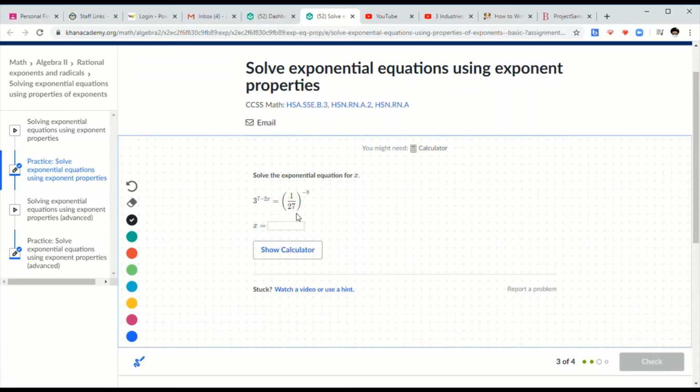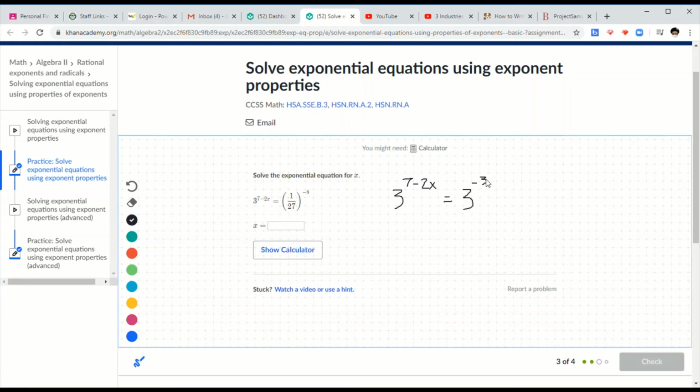Alright, oh Lord, they're giving us fractions. We gotta freak out. Just kidding. And again, I need to get this fraction to have a base of 3 so I can use my log trick. Well, how do I make a base 3 when it started out as a fraction? We have to get into our negatives.